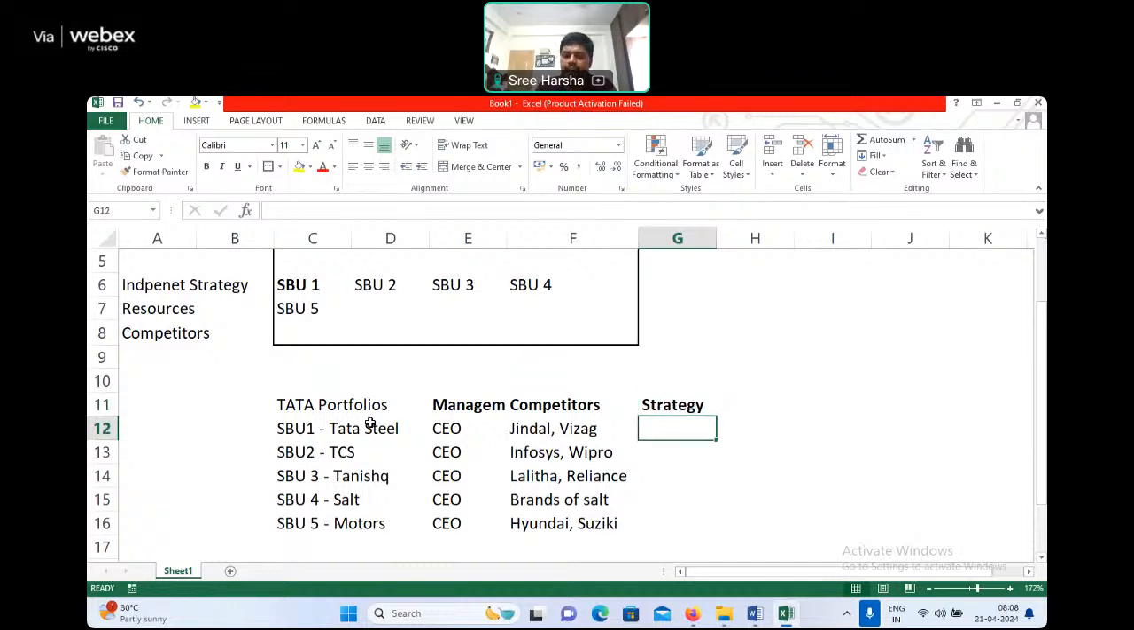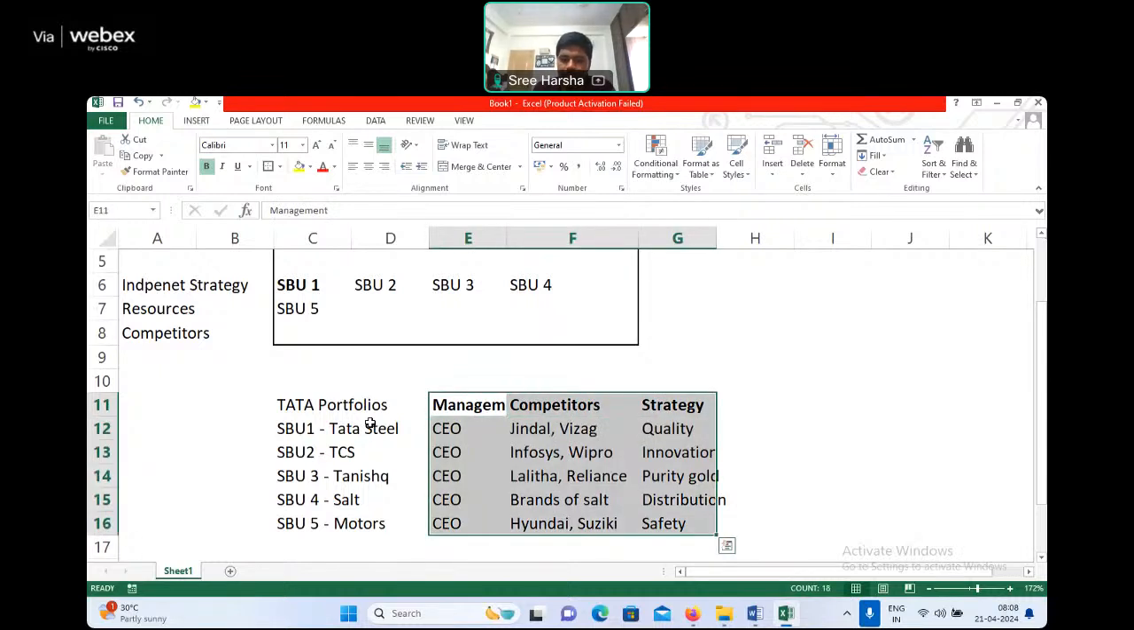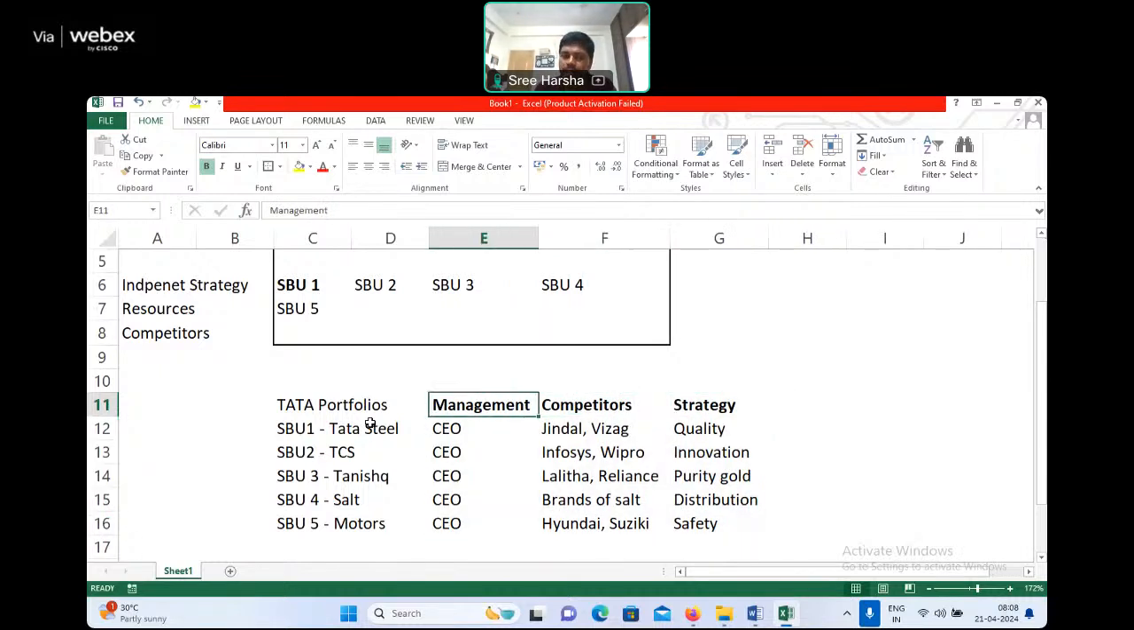For example, Tata Steel has a strategy of offering quality steel at a better price. TCS is known for innovation. Tanishq is known for purity of gold. Their strategy is different over there. Tata Salt is known for distribution. They can distribute even to the smallest village in the country. Tata Motors is known for safety. 5-star safety rated cars are coming from Tata Motors. So what I'm trying to say is strategy will differ, competitors will differ, and a different set of management should be there. All these SBUs put together is what is referred to as Tata Group.